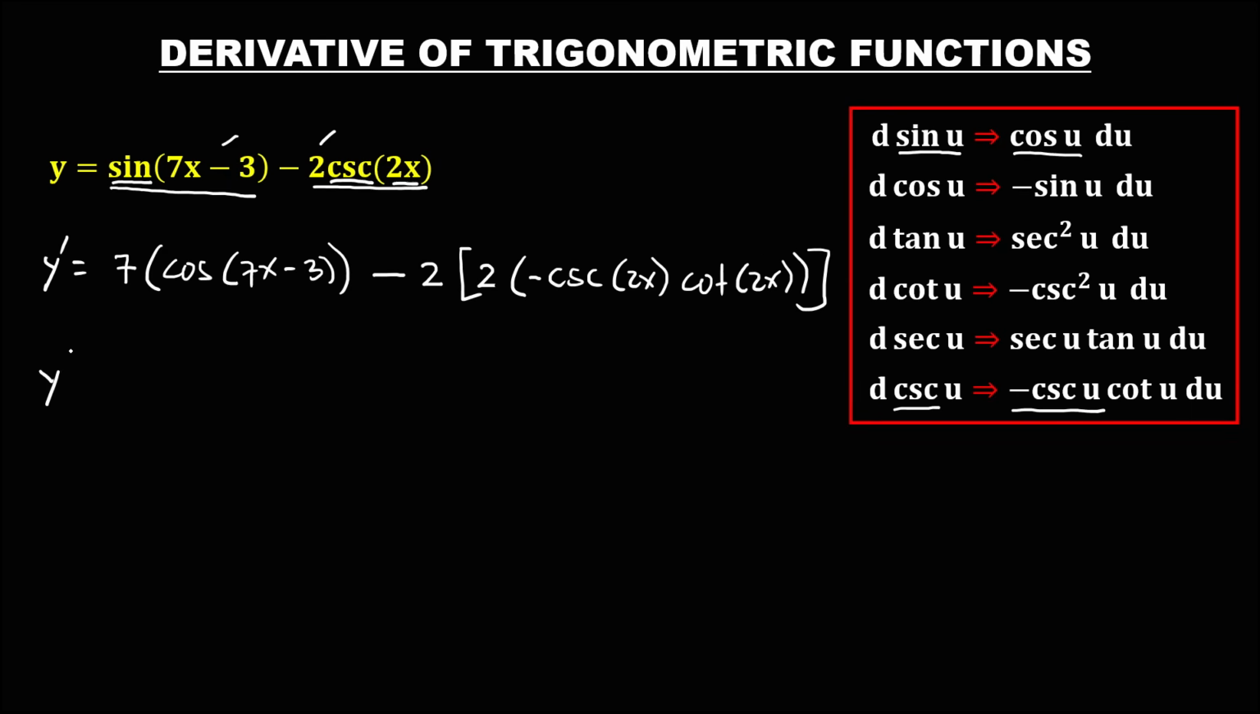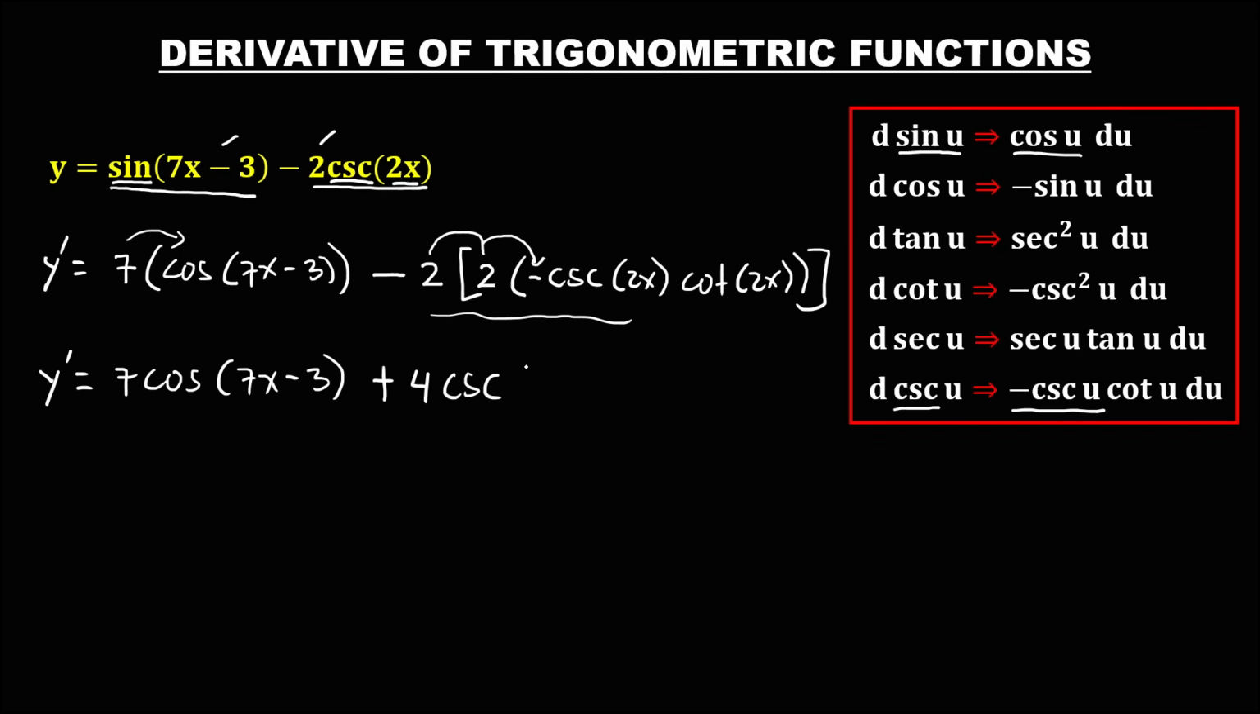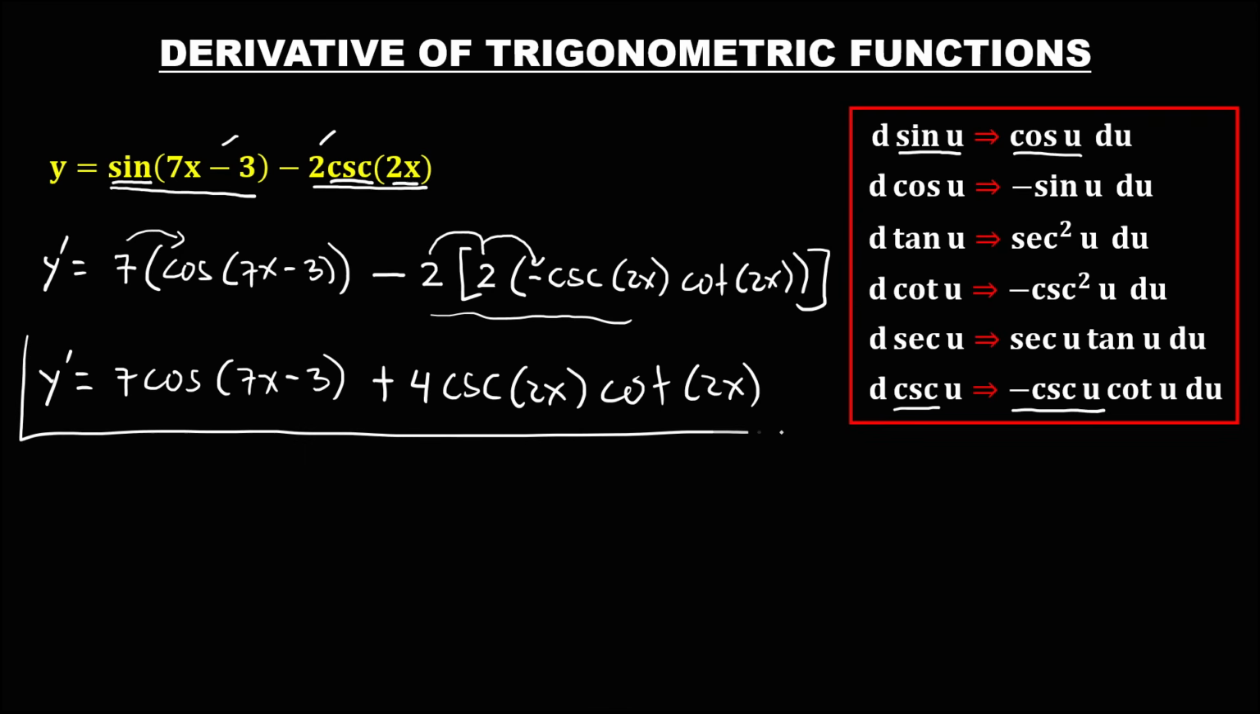Then to simplify, y prime equals, so multiply. So this is 7 cosine 7x minus 3. Then for this term, multiply: negative 2 times 2 is negative 4. And negative 4 times negative, so negative times negative becomes positive. Then 4 cosecant 2x times cotangent 2x. So this is now the derivative.